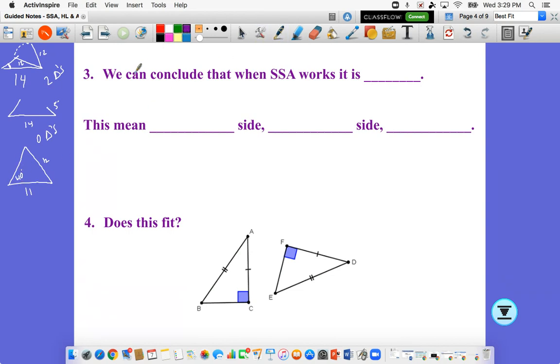So I'm going to narrow my thought process here. We can conclude that when SSA works, it is long side, short side, angle. So I'm going to say big S, little s, A. That's a little silly, right? You think we're going to make you write that? You're probably like, yeah, I do. This means long side, and this is short side.